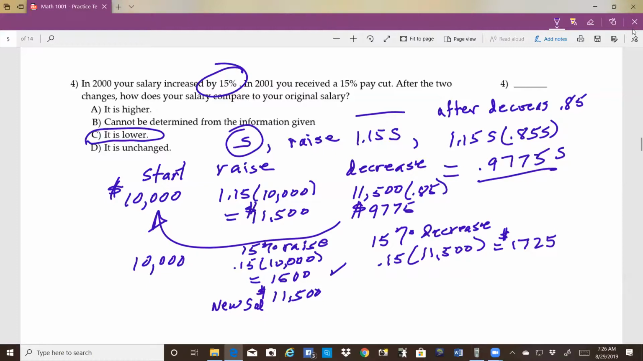And so the new salary after the decrease is equal to 11,500 minus 1,725, which is $9,775, which of course is lower. Obviously, the fastest way to do it is just to use a symbol and know that when you decrease something by 15%, what you get at the end is 85%, and just keep on doing that.